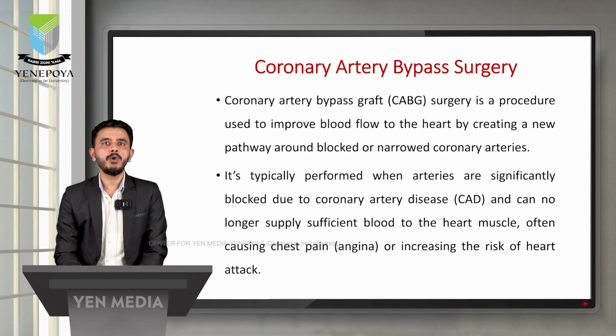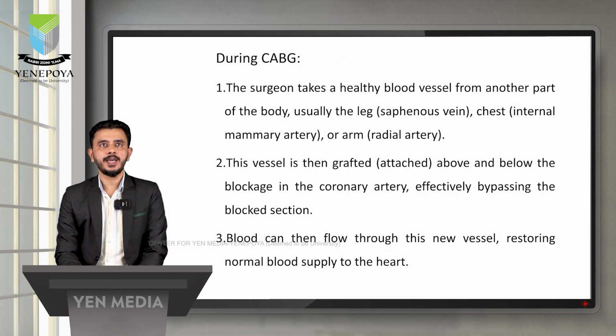It is typically performed when arteries are significantly blocked due to coronary artery disease and can no longer supply sufficient blood to the heart muscles, often causing chest pain and increasing the risk of heart attack. Coming to the procedure, the surgeon takes a healthy blood vessel from another part of the body, usually the leg, which contains the saphenous vein, or the chest internal mammary artery, or the arm, that is the radial artery. This vessel is then grafted, grafted means attached above and below the blockade in the coronary artery, effectively bypassing the blocked section.